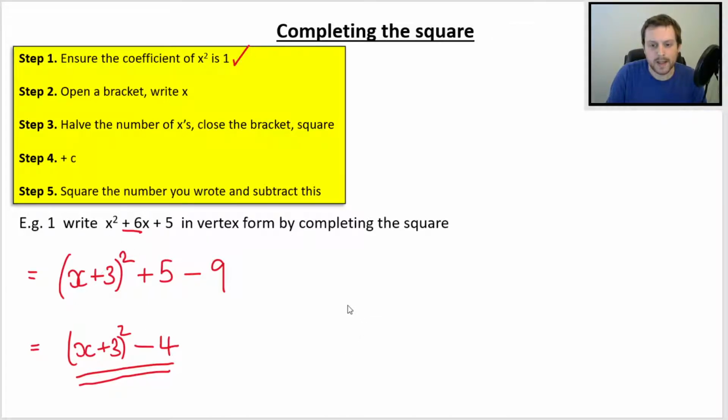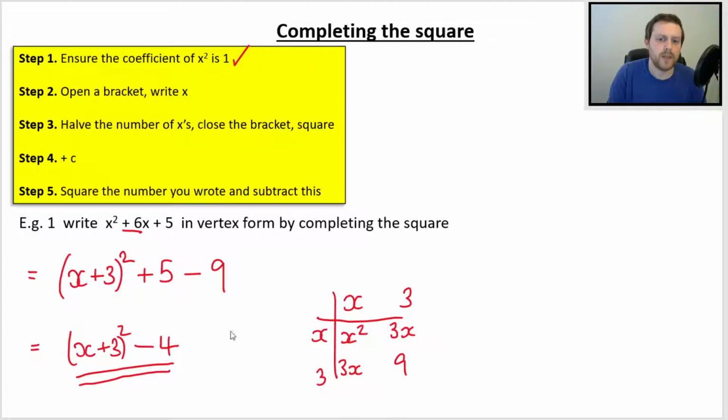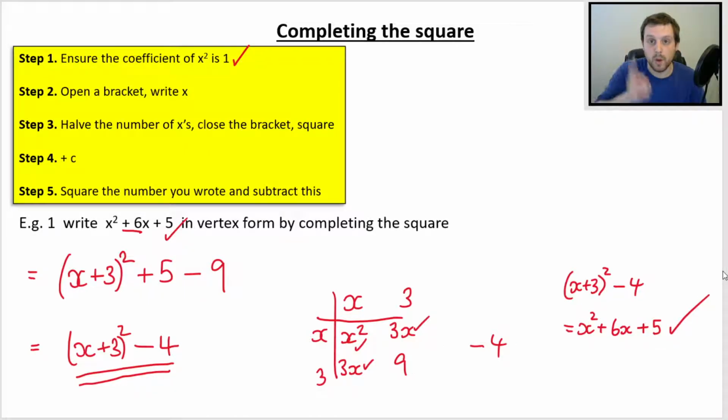So x plus 3 all squared, if I do the grid method, so x plus 3, x and 3, this is x squared, 3x, and 9. So we've got the x squared and we've got the 3x and 3x, that's 6x. We've got 9, which is too much, but thankfully we have to take away 4, right? When we take away 4, we get the plus 5, which is what we want. So x squared plus 6x plus 9 minus 4 is plus 5, which is what we want.